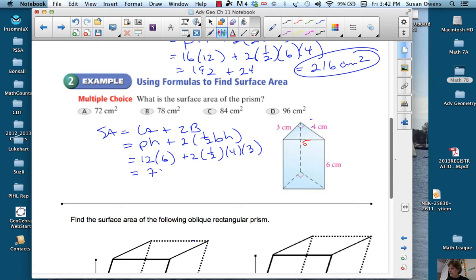So for this one I get 72, 2 times the 1/2 cancels, plus 12, so this is 84 centimeters squared. Make sure when you do these problems that you write formulas, make sure I can see what your work is.